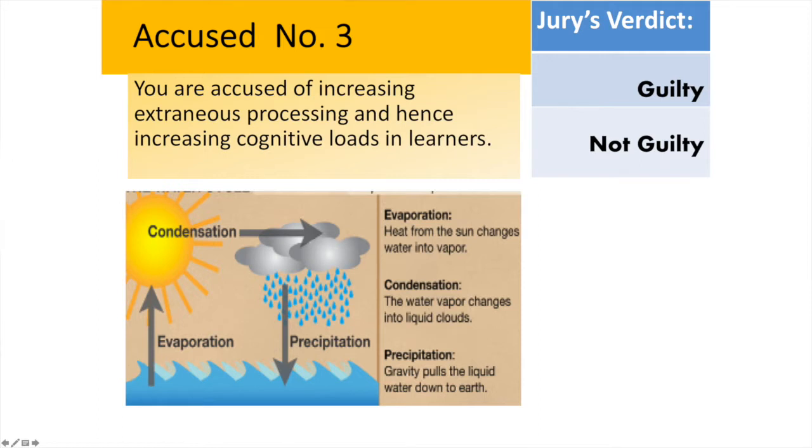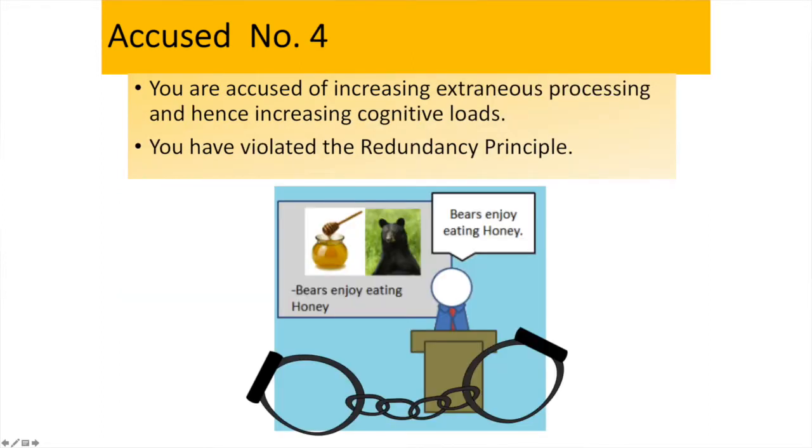Number three, you are accused of increasing extraneous processing and hence increasing cognitive load in others. Guilty or not guilty? Guilty, yeah. Hey, you people are already experts concerning the quality group. Come on. Hey, you are accused of increasing extraneous processing and hence increasing cognitive load. You have violated something called the redundancy principle.